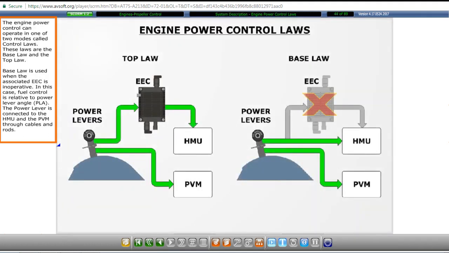The engine power control can operate in one of two modes called control laws. These laws are the base law and the top law. Base law is used when the associated EEC is inoperative. In this case, fuel control is relative to power lever angle. The power lever is connected to the HMU and the PVM through cables and rods.